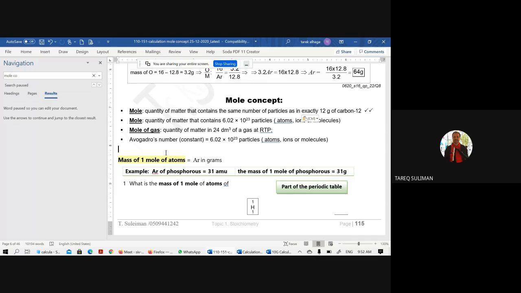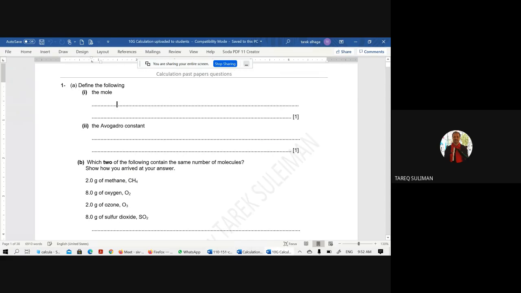So, mole is a quantity of matter that contains the same number of particles as in exactly 12 grams of carbon 12, or mole is 6.02 times 10 to the power 23. Can we say 6.0 here in this question? No, because they asked us about Avogadro's constant. What is Avogadro's constant? 6.02 times 10 to the power 23.